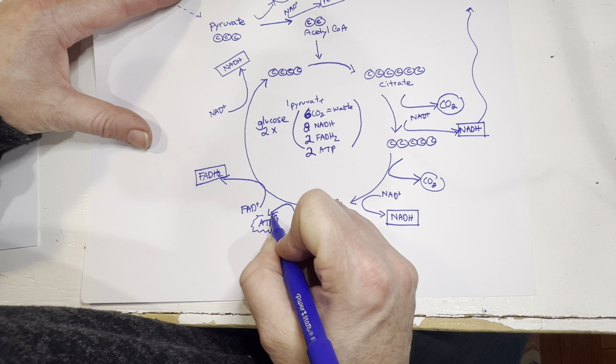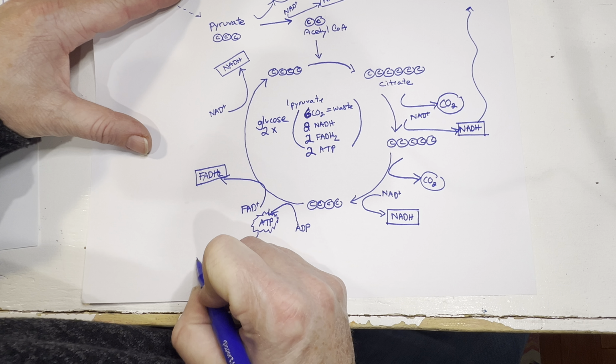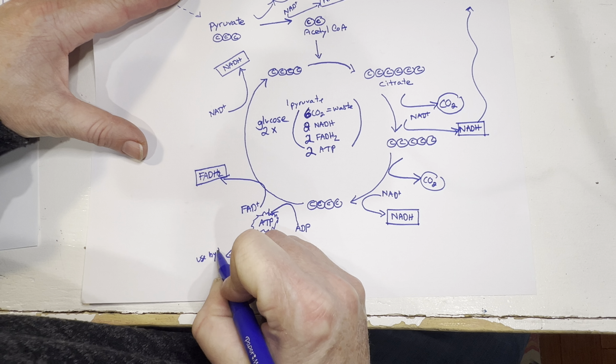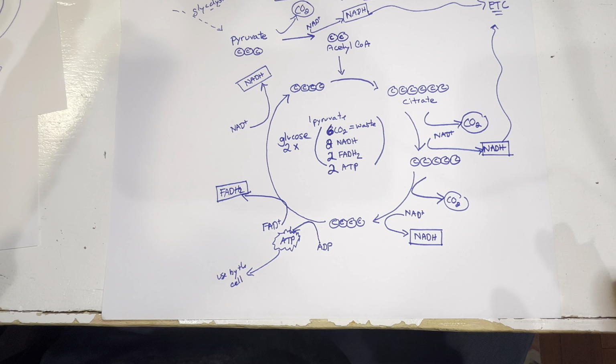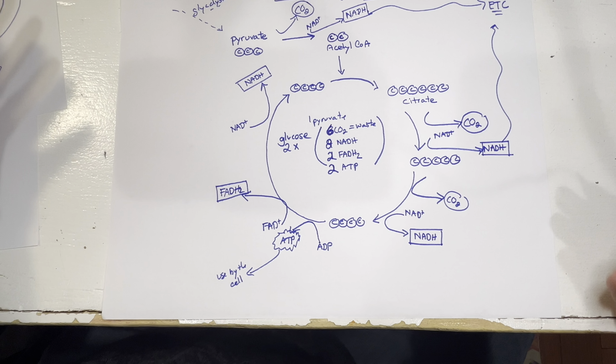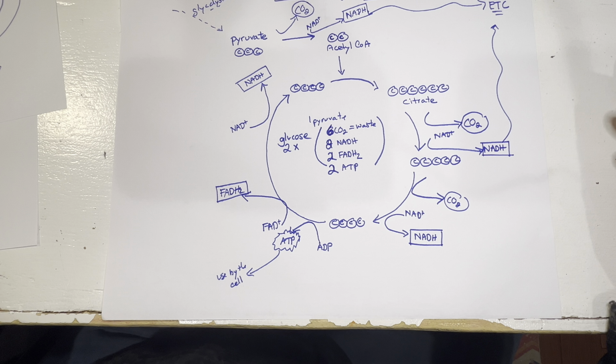One last aside, this ATP right here is going to be, again, used by the cell. So far between glycolysis and the Krebs cycle, we've made a total of 4 ATP that are going to be usable by the cell. All right.